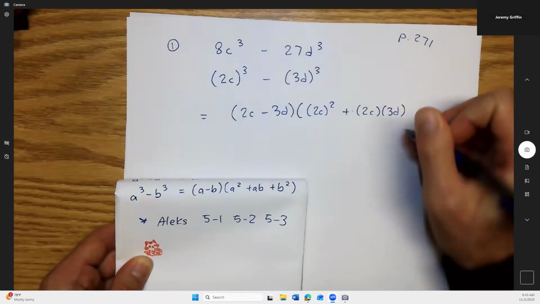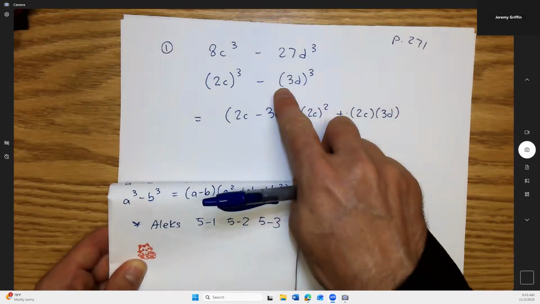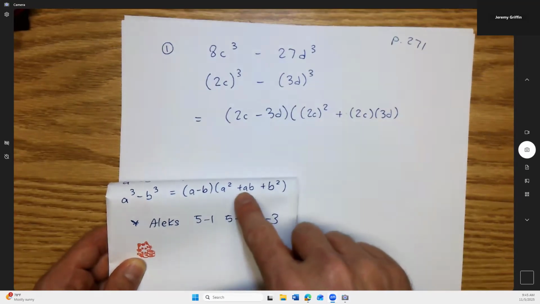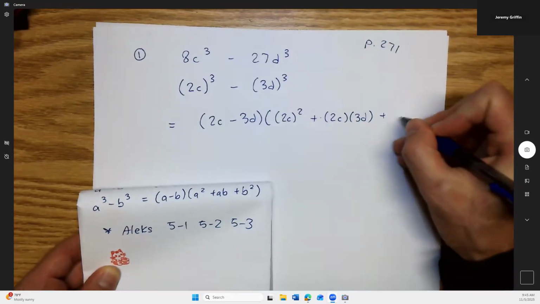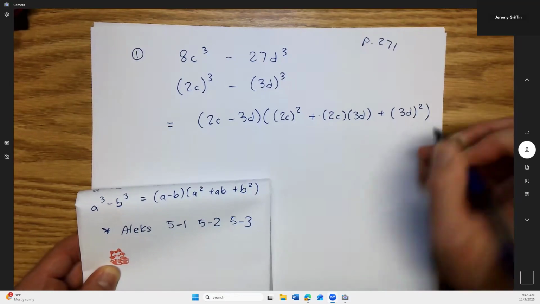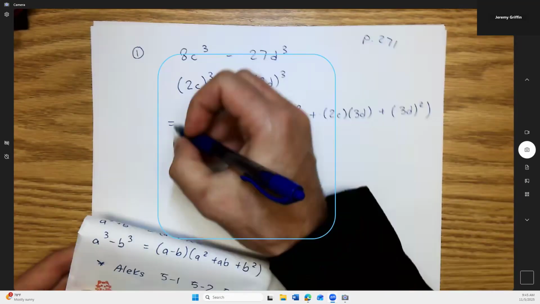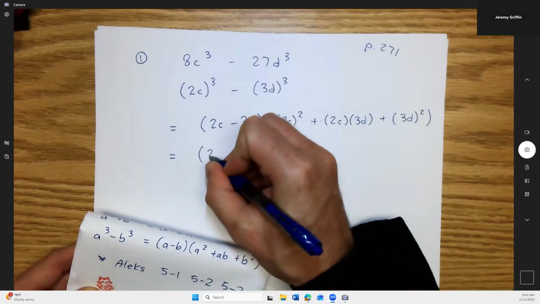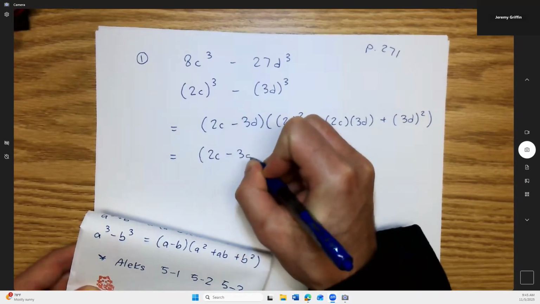Now this would all be positive. You might say, wait, what about this minus here? But don't worry, that actually is positive, so that's correct. And then plus, 3d takes the place of b, and that's being squared there. So that could look like that. And then you could clean this up one more step. So now the 2c minus 3d stays there.